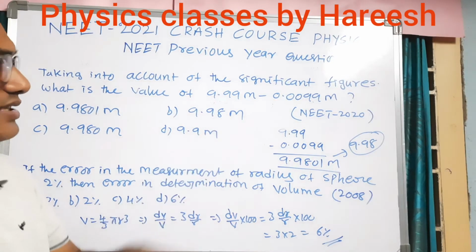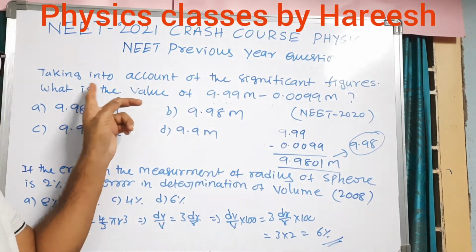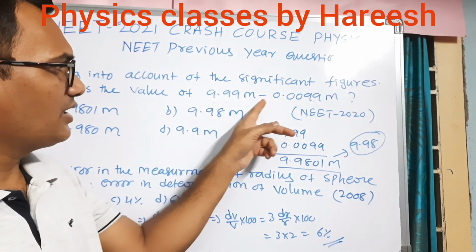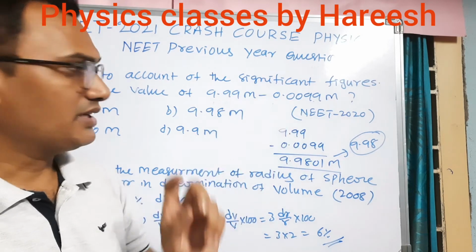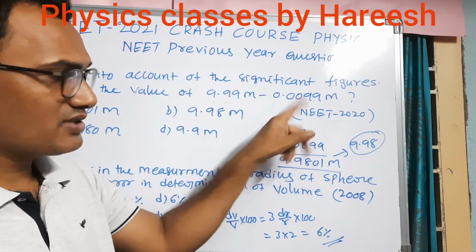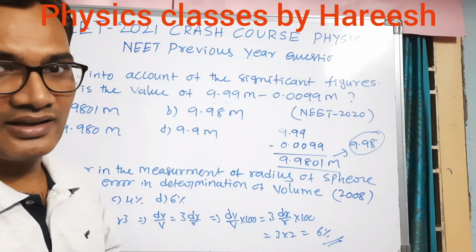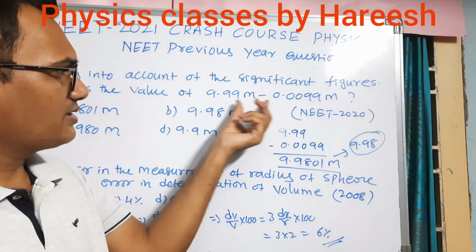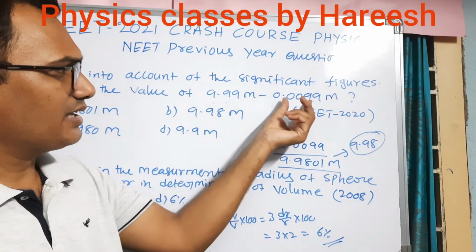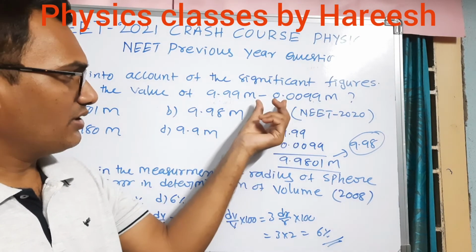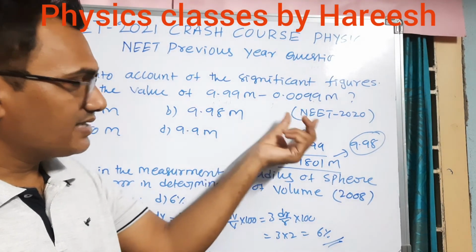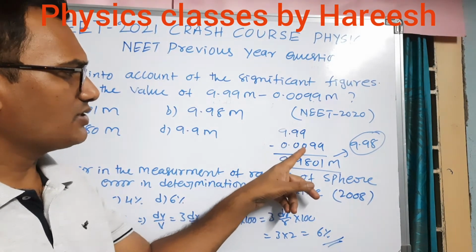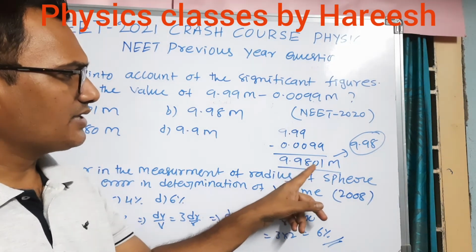NEET previous question on significant figures. First question: taking into account the significant figures, what is the value of 9.99 meters minus 0.0099 meters? Here the difference of these two numbers will give one number, and in that we have to find the significant figures. He didn't directly ask the significant figures of a given number. The first number is 9.99 meters and the second number is 0.0099 meters. The difference, 9.99 minus 0.0099, gives 9.9801 meters.